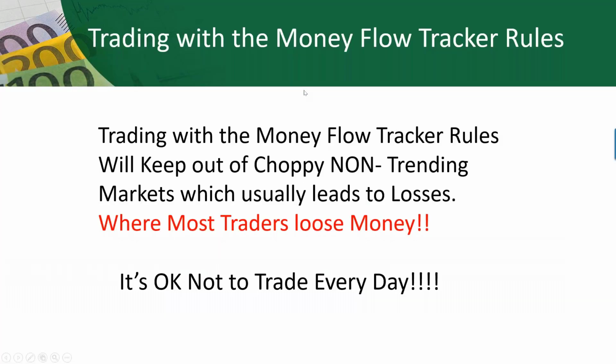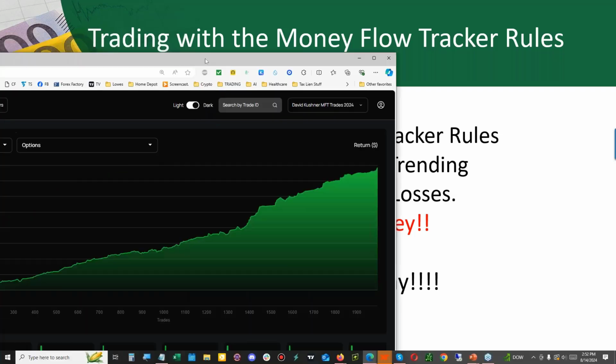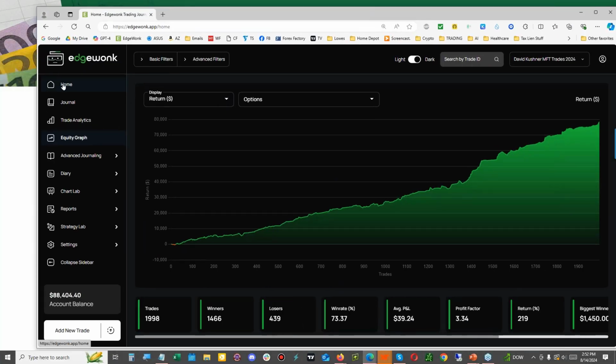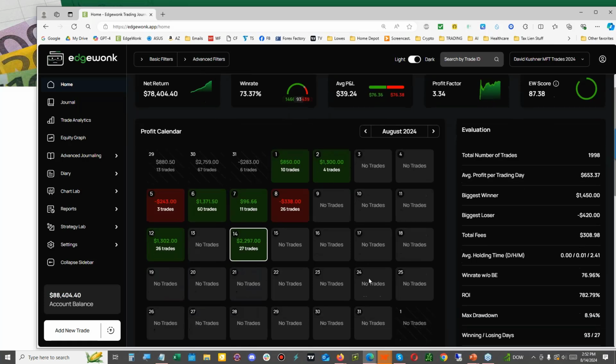Okay, so trading with the money flow tracker rules will keep you out of non-trending markets. And non-trending markets is where traders lose money. So remember one thing, it's okay not to trade every day. So I'm going to bring this back over here and I'm going to go back to it. So for instance, we didn't trade yesterday because we didn't have any setups. So we didn't take any trades.